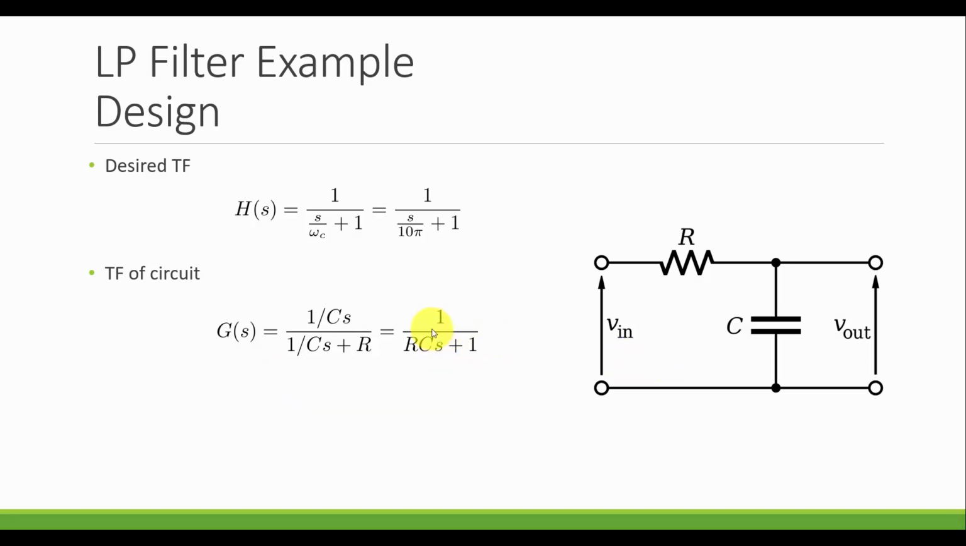So what are we looking for here? We want the coefficient in front of s to be 1 over 10 pi, and RC is going to be the coefficient in front of s. So if we pick R and C such that when we multiply them together, it's 1 over 10 pi, then we've made a first order low pass filter specifically with a cutoff of 5 Hertz. Any combination of resistance and capacitance whose product is 1 over 10 pi is going to successfully make this low pass filter that we're trying to create.